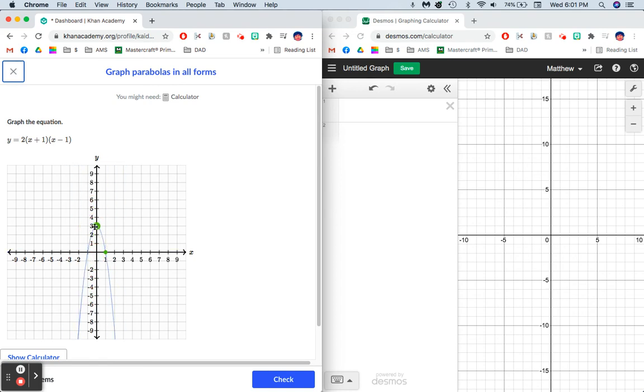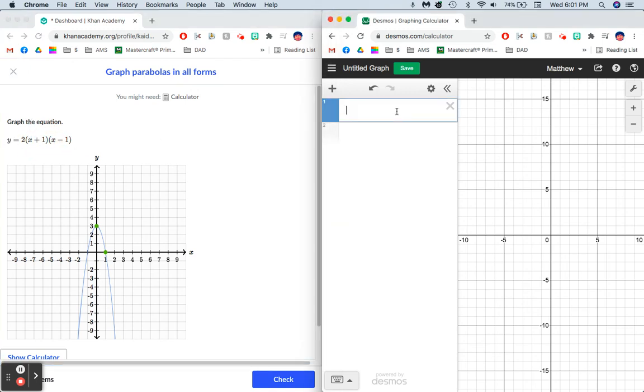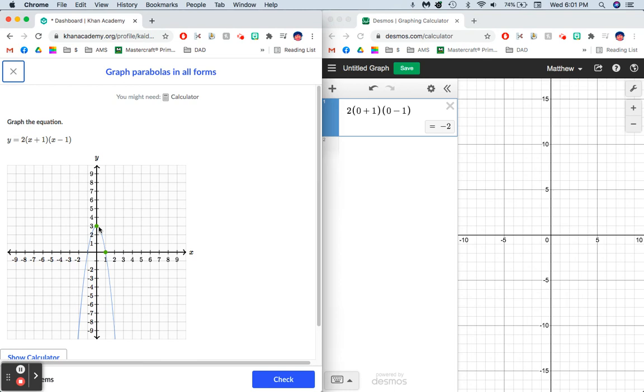Okay, so let me pause that for a bit. We know the x value is going to be 0. So I'm going to let the calculator do the work. I have y equals 2 times x plus 1 times x minus 1. If my x value is 0, I just plug it in: 0 plus 1 times 0 minus 1. So my x value is 0, y value is negative 2. My vertex has to be at 0, negative 2. Boom. Okay, that one's intercept form.